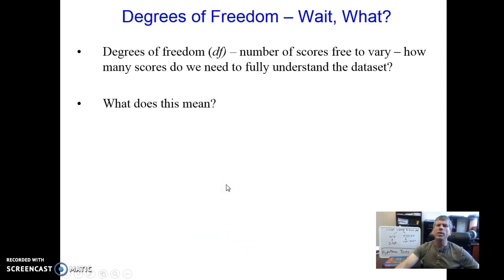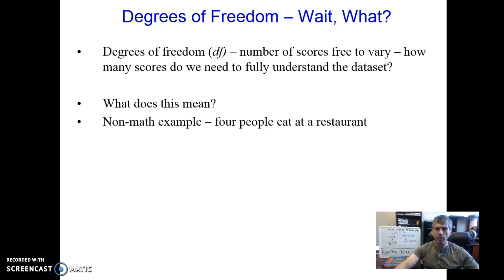So what the heck was that definition all about? What does it mean to say that we only need to know n minus 1 scores to fully understand a data set, and those scores are free to vary? What this basically means is that when we know every score but 1 in a data set, that last score, no matter which one it is, gets locked into place. It no longer can vary. It has to be one specific number. And it doesn't matter which scores we know, it just matters that we know all the scores minus 1. So let's think about this with a real-world example and then with a mathematical example.